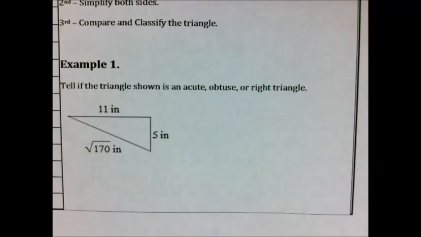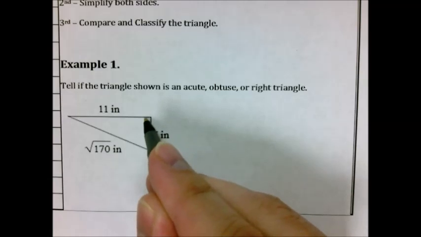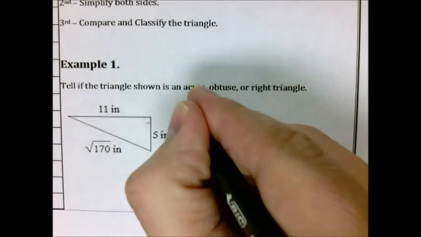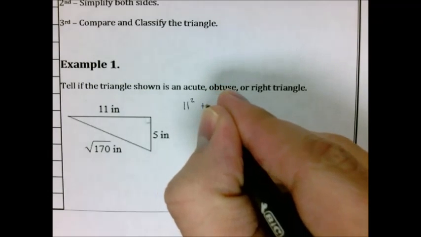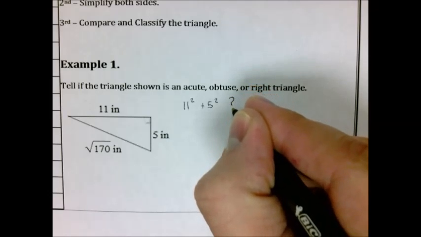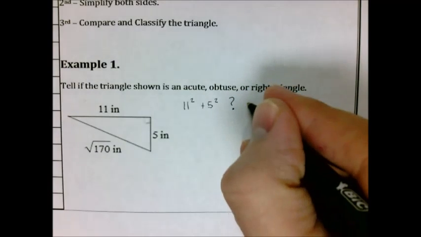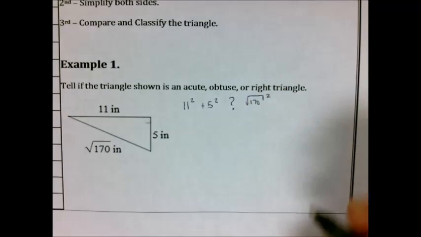In example 1 here, we're supposed to tell if the triangle shown is acute, obtuse, or a right triangle. And we see that this is our angle in question, maybe the right angle. So this is our longest side, which means that we have a squared, which we said was 11, plus b squared, which we're going to call 5. We want to know, is that less than, greater than, or equal to the square root of 170 squared?